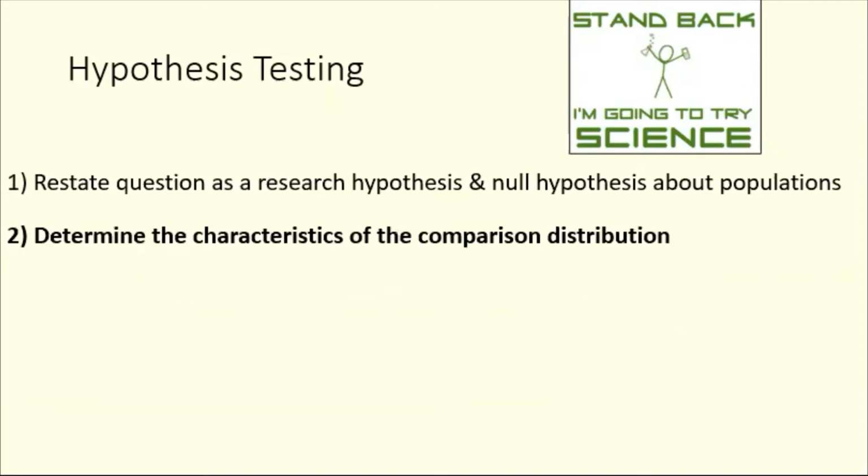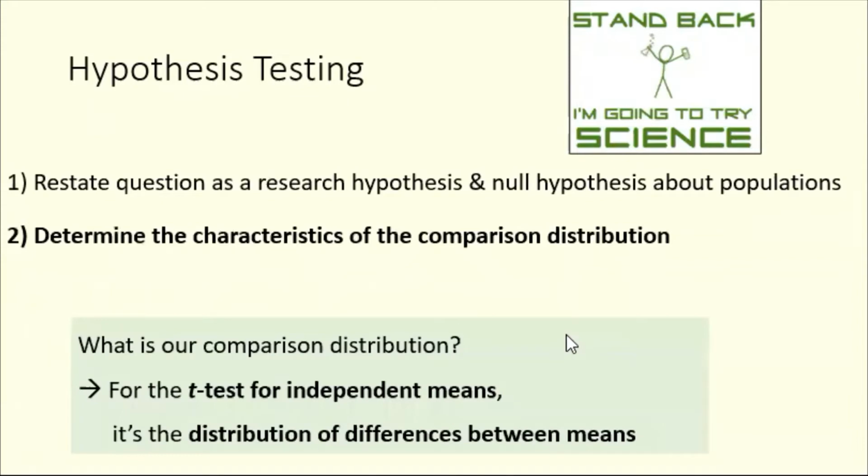And so next up, we want to determine the characteristics of our comparison distribution. And in order to do that, our first step is always to ask, well, what is our comparison distribution? And here we're going to see that it's the distribution of differences between means. And again, this is because we always want our comparison distribution to match our sample. And here we'll see that our sample, at the end of the day, what we're going to be doing is getting the difference between two means. And so here we need to compare that sample to a distribution of differences between means.